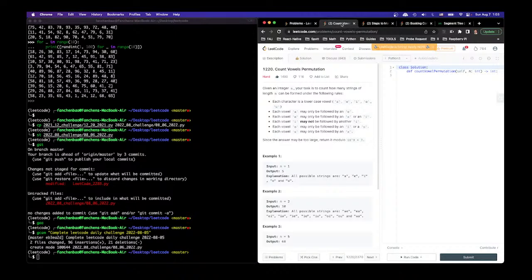Count vowels permutation. Given an integer n, your task is to count how many strings of length n can be formed under the following rules. Each character is a lowercase vowel. Each A may only be followed by an E. Each E may only be followed by an A or an I. Each I may not be followed by another I. Each O may only be followed by an I or a U, and each U may only be followed by an A. So we want to find how many strings of length n can be formed under the following rules.